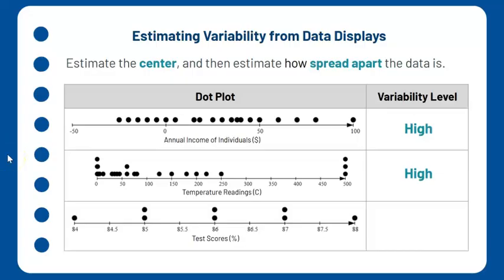This set of data represents test scores in the class. The data points, the test scores, are not nearly as spread out as the other data sets we've looked at. The data points are all pretty close to the center value: 84 on one end, 88 on the other end. So this plot has low variability. The test scores do not vary that much.